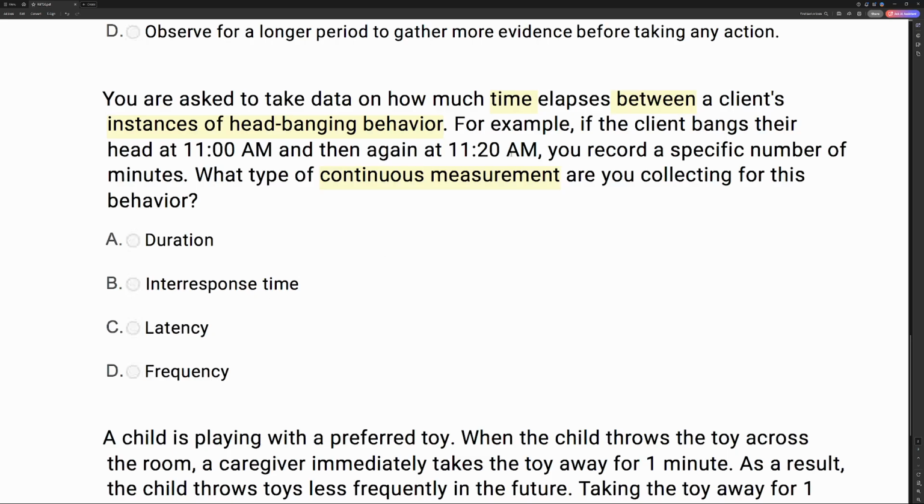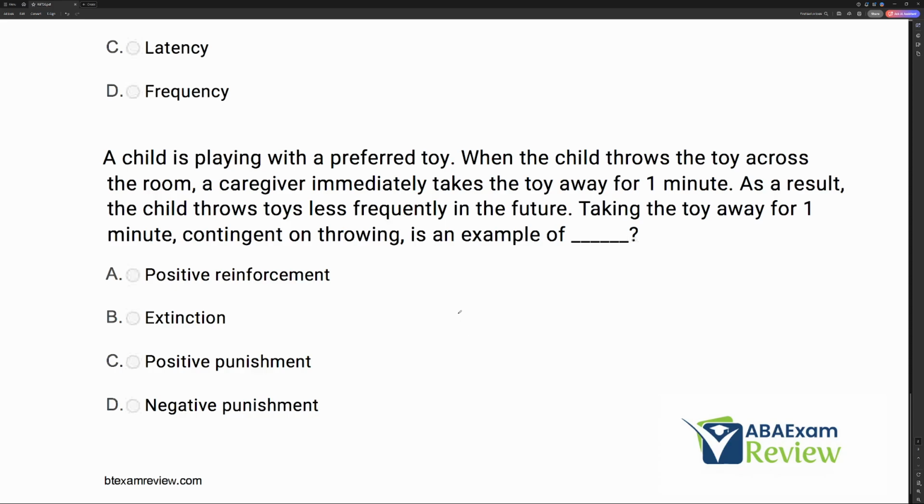So if we're looking at time between a client's headbanging behavior, which is time between responses, is that latency or interresponse time? Well, latency is the time in between the SD and the response. Interresponse time is the time in between responses. So if we're looking at time between responses, we're going to look at interresponse time. Pretty straightforward measurement question.